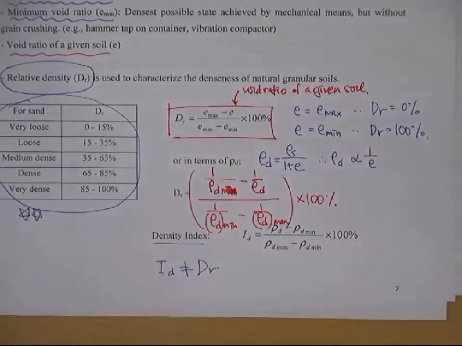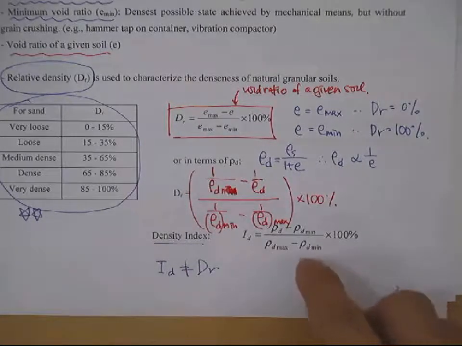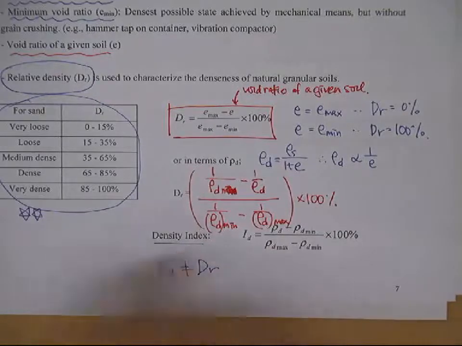And you have another term, it's called the density index. Density index is rho d minus rho d min over rho d max minus rho d min. But this density index is different from the relative density. It's not the same.